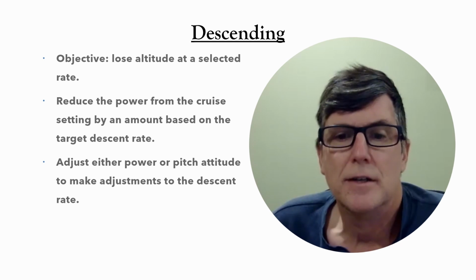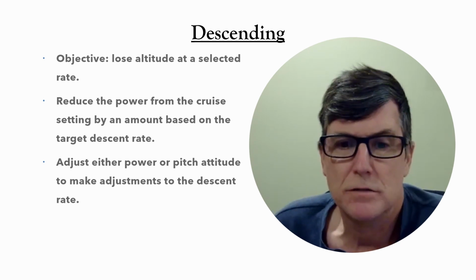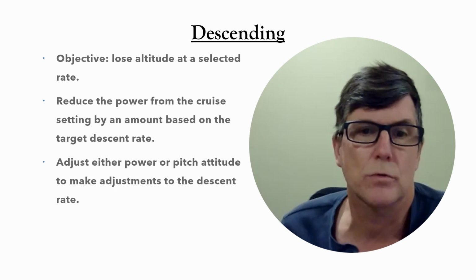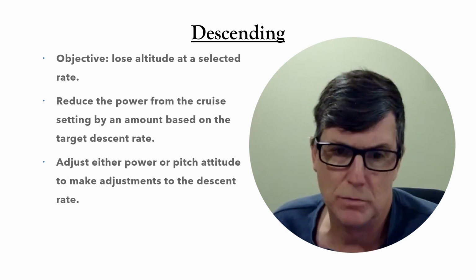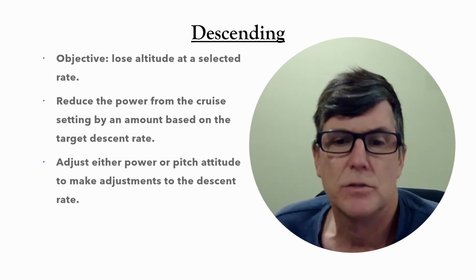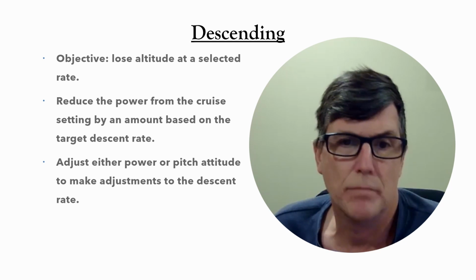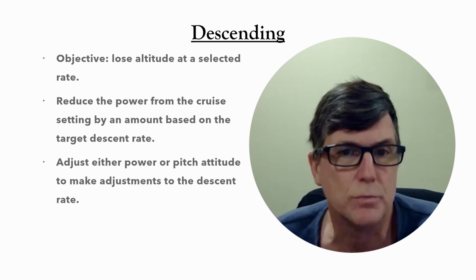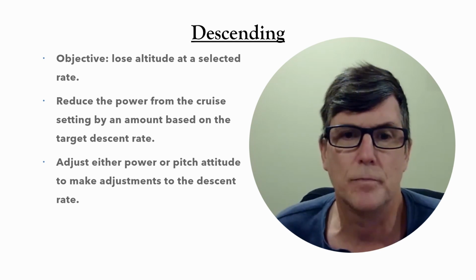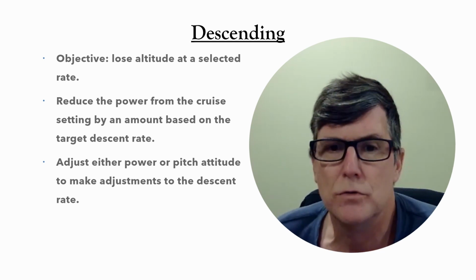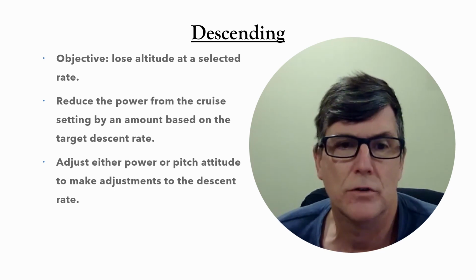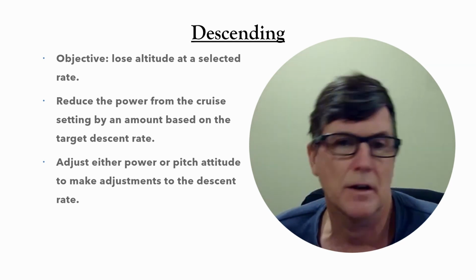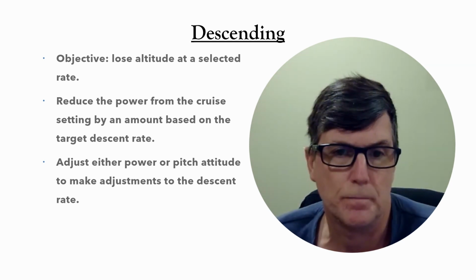When you're descending, you may notice variations in what you're actually getting for a descent rate from what you were targeting, and you'll make an adjustment for that. That adjustment can be either by using power or by using pitch. Since we're close to cruise airspeed, either one will work. Whichever one you use, if you notice that your airspeed is varying very far from your target, then you'll use the other one to make that adjustment.